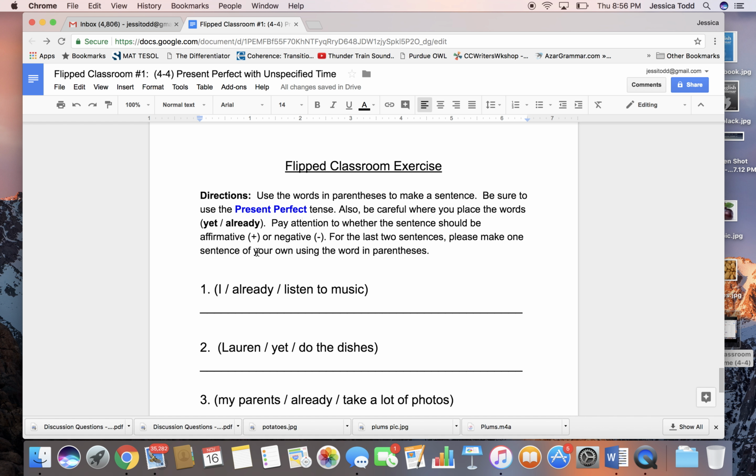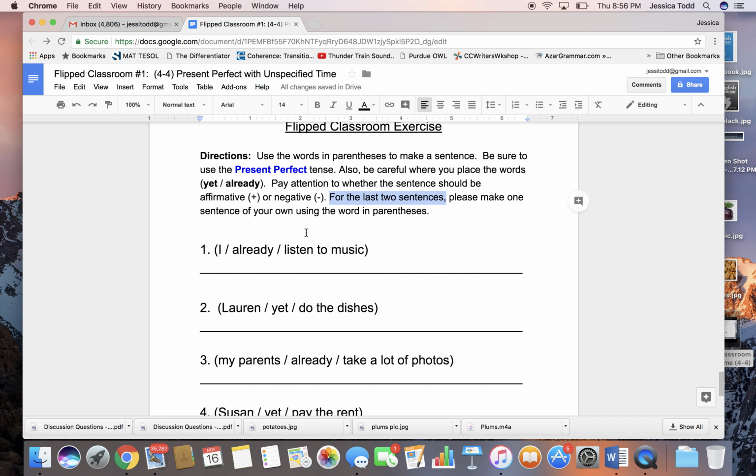Pay attention to whether the sentence should be affirmative, positive, or negative. And remember, these words will tell you if the sentence should be affirmative or, I'm sorry, affirmative or negative. For the last two sentences, I'd like you to please make one sentence of your own using the words in parentheses. Okay, so this is your free time. You can make any sentence you like.